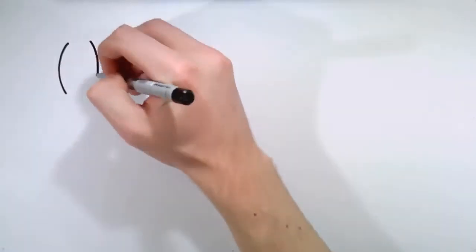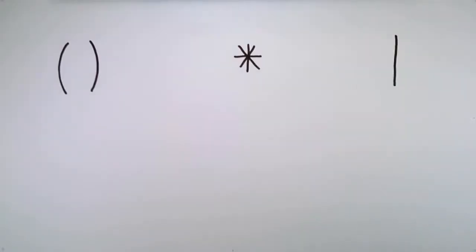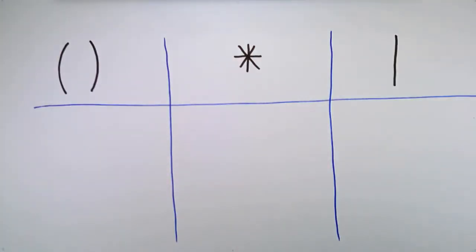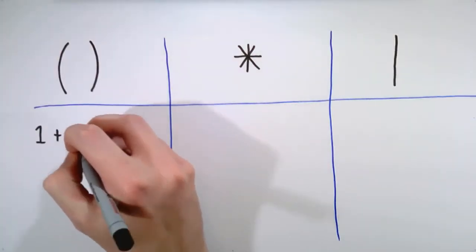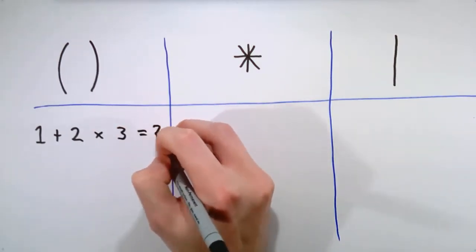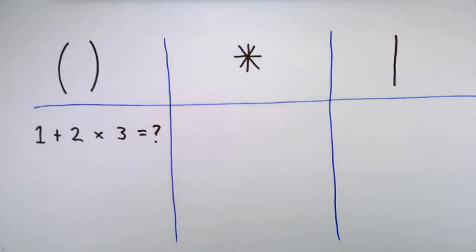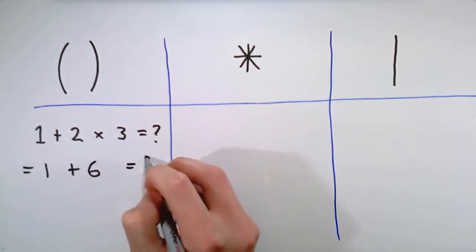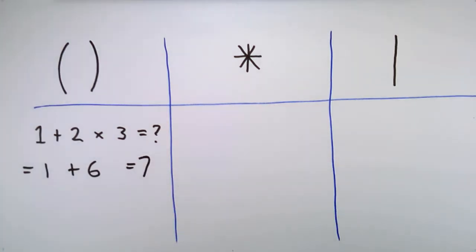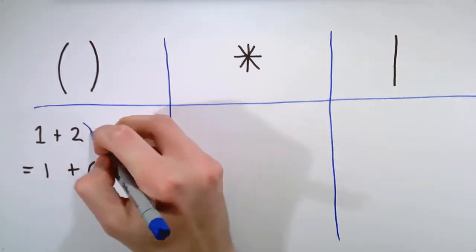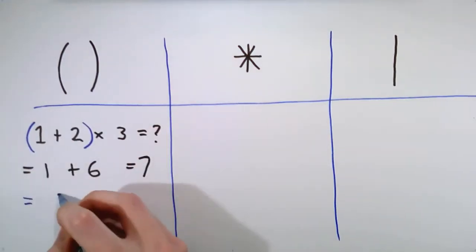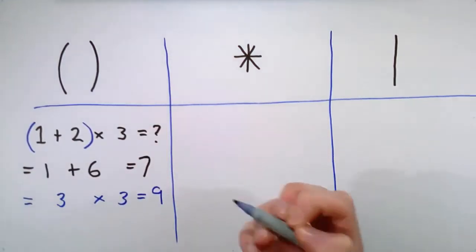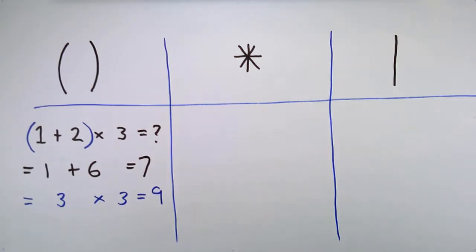Let's take a look at how we use the 4 basic symbols in a regular expression, starting with the parentheses. In arithmetic, if we have the equation 1 plus 2 times 3, we follow the order of arithmetic operations and solve the multiplication first. So we get 1 plus 6, which equals 7. But if we add parentheses around 1 plus 2, it holds the highest precedence, and so we get 3 times 3, which equals 9. In regex, parentheses work in the same way, specifying the highest precedence.